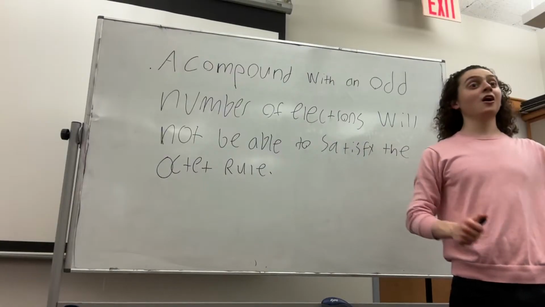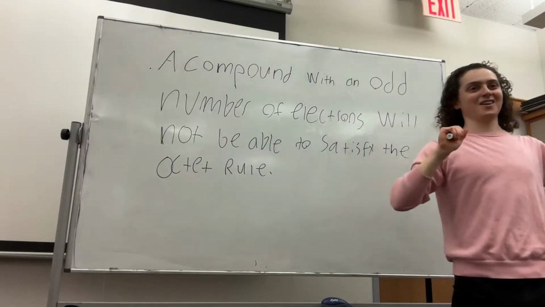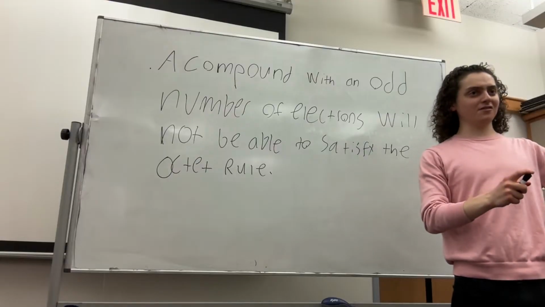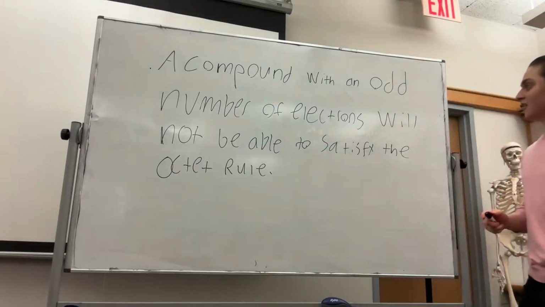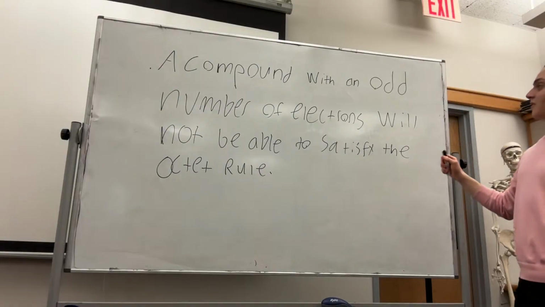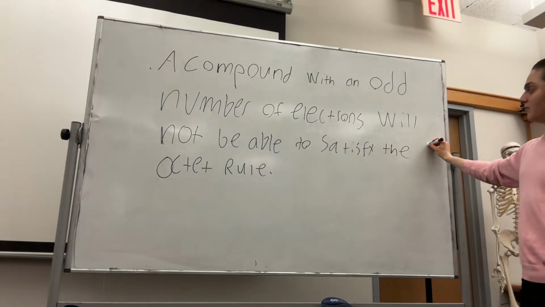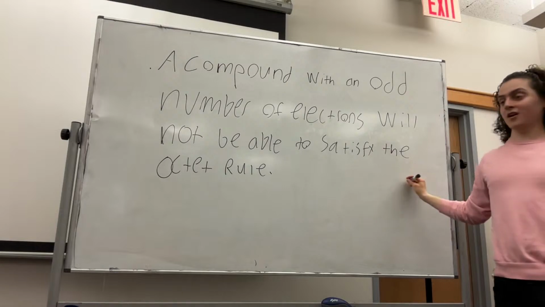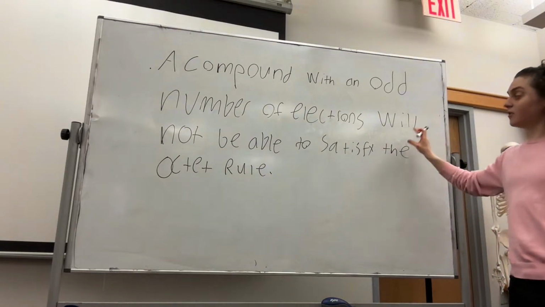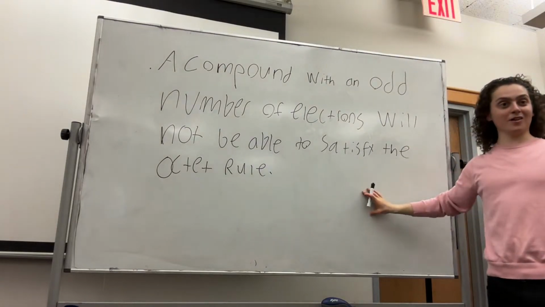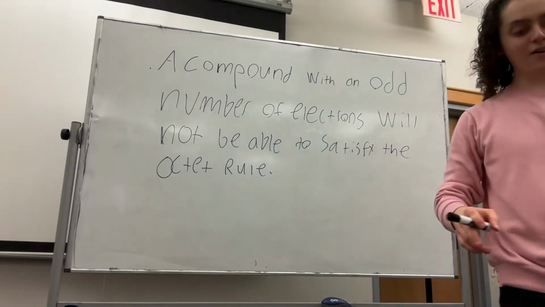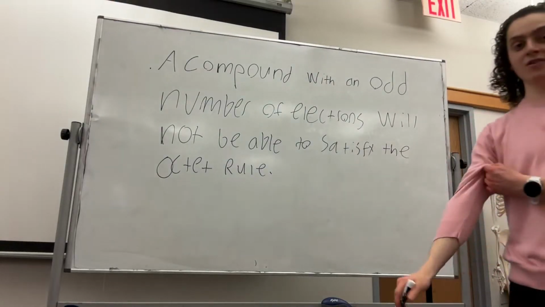Okay, let's do the hands again, like we did last time. Everyone for true. Everyone for false. Okay. So false would mean that an odd number of electrons will be able to satisfy the octet. This one is actually true, and I can explain why with an example. It's very good that you guys responded, because this is how we learn, how we figure it out.